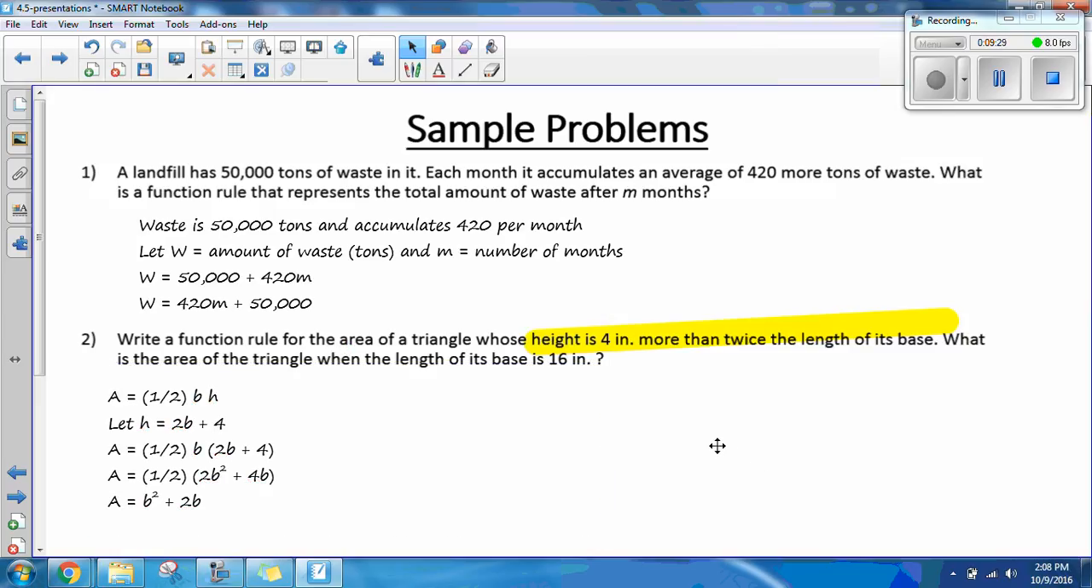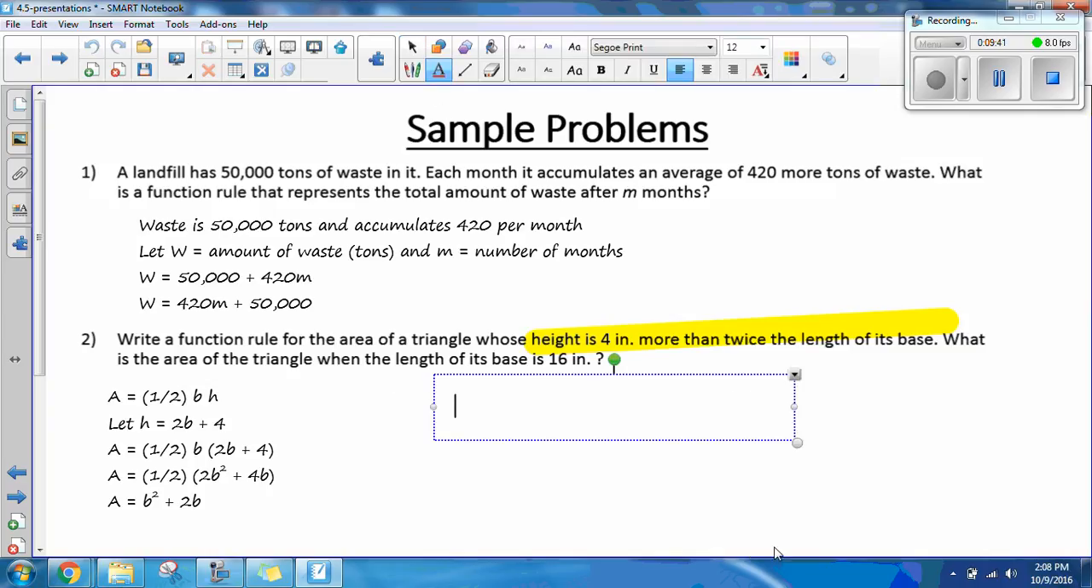I'm still not done yet because I need to figure out the second part of the problem. It says find the area of the actual triangle if my base is 16 inches. Well, let's use the formula that we came up with. A equals base squared plus twice the base. Since I know that the base is 16 for this particular triangle, I will do 16 squared, let's substitute that in, and then 2 times 16.